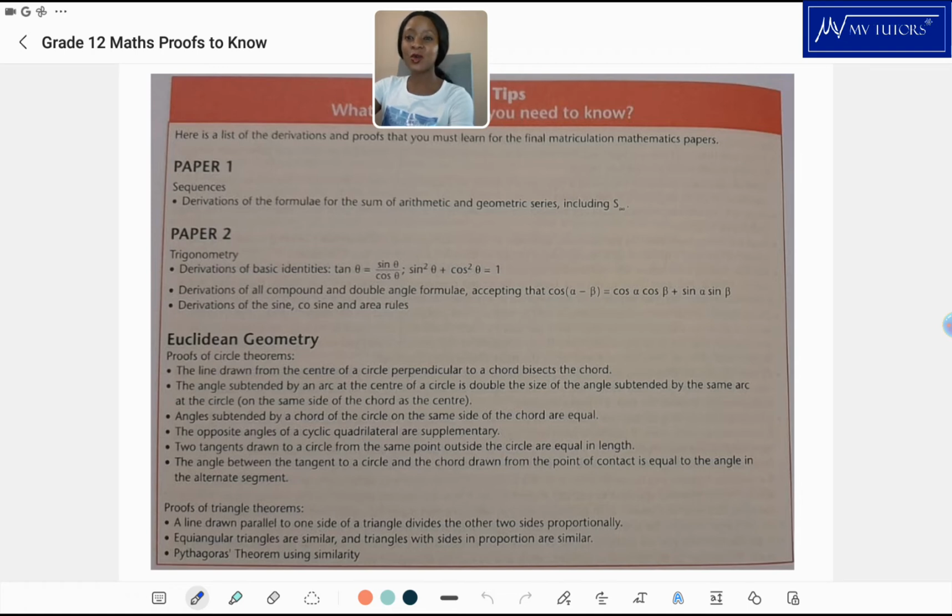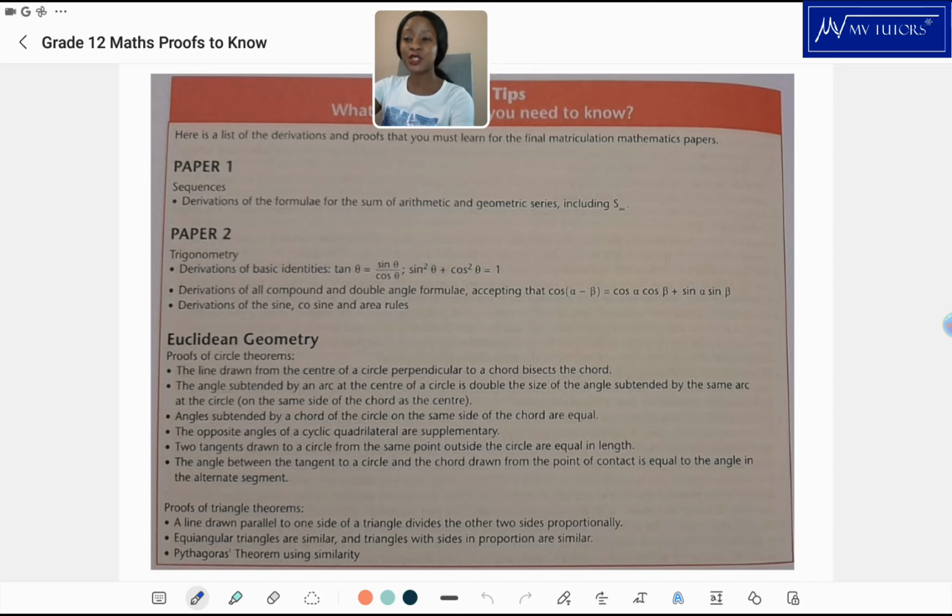Also, once we have cos(A minus B) being equal to cos A cos B plus sine A sine B, or rather alpha and beta, we can get other compound angle formulae just from that cos(alpha minus beta), and also the derivations of the sine, cosine, and area rules. And then for Euclidean geometry, proofs of circle theorems.